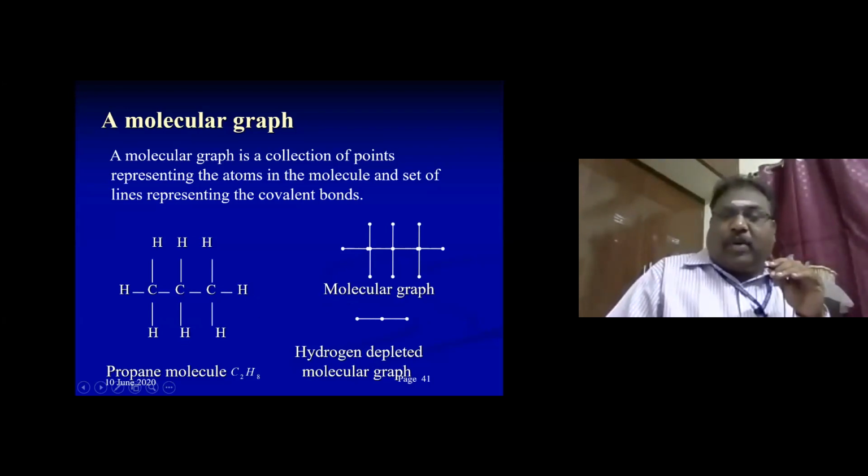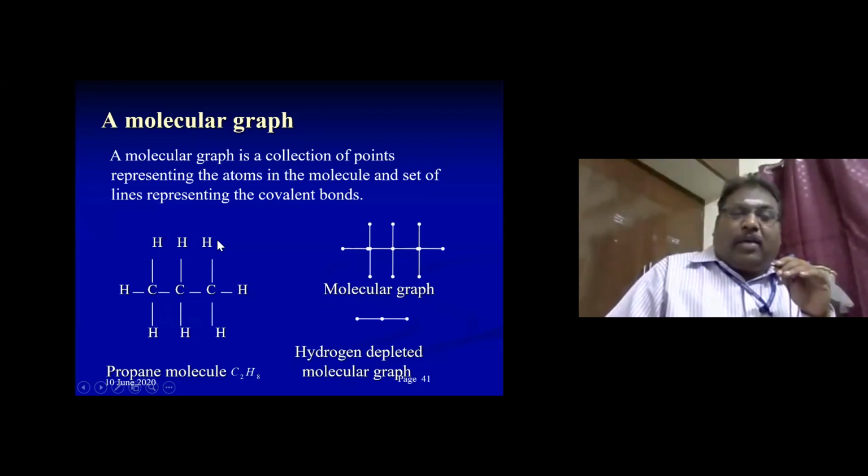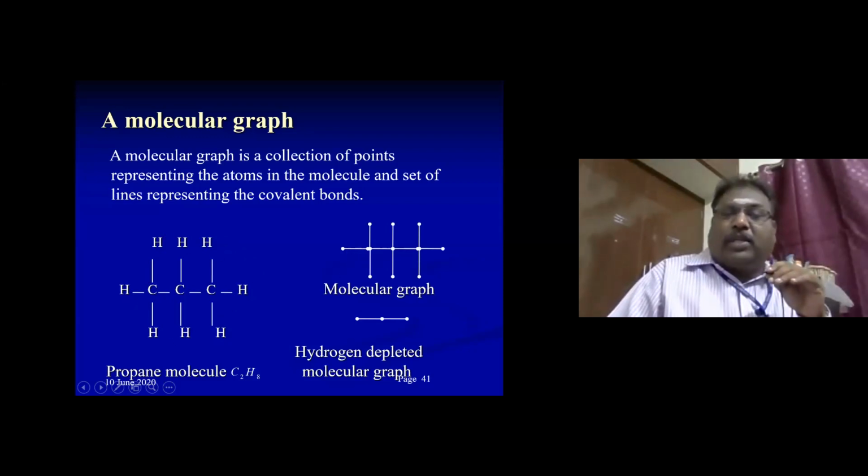But for our study, we require only the carbon-carbon skeleton. We delete all the hydrogen atoms. We remove these hydrogens and see only this will stand. The middle one is going to be P3. This is called the hydrogen-depleted molecular graph. So in our entire study, we are going to deplete the hydrogen atoms and take only the carbon-carbon relationship. So this is a molecular graph.